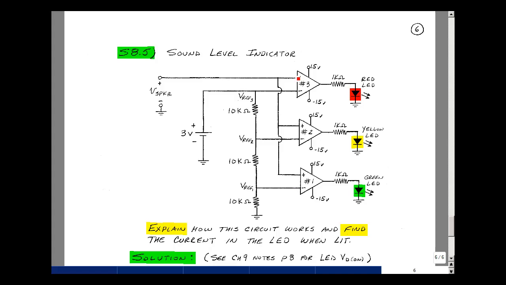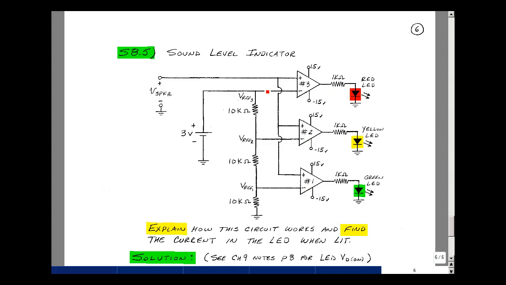If you recall, when the voltage at the plus terminal is greater than the minus terminal, the output goes high, approximately the power supply 15 volts, and current would want to flow out of the plus supply and turn on the LED. When the voltage at the minus terminal is greater than the voltage at the plus terminal, the output goes low and current would want to flow this way, but it can't. The diode blocks it, so the diode is off. The same is true for 2 and 1.